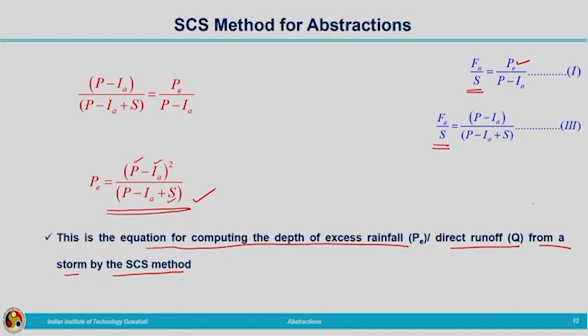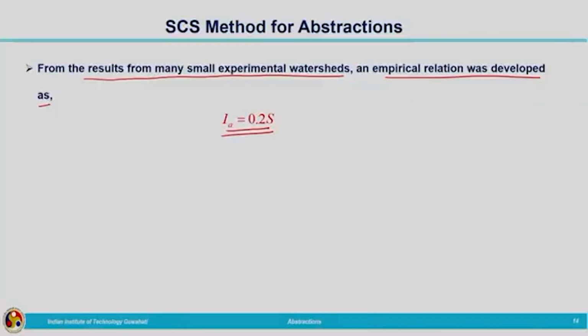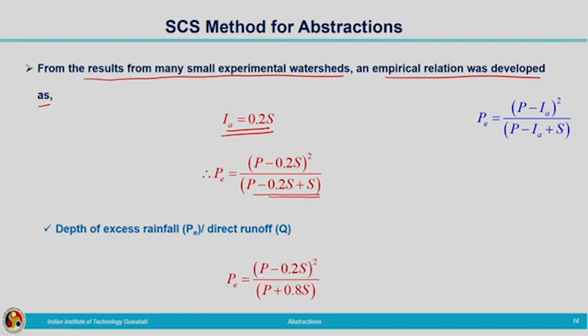So, there should be a method to calculate Ia and S. So, let us see how these can be incorporated. From the results from many small experimental watersheds, an empirical relation was developed relating S and Ia. Ia was found out to be 0.2 times S. So, from the studies from small watersheds, it is found that initial abstraction can be assumed as 0.2 times the potential retention. After that this can be substituted in the previous equation for excess rainfall. So, Pe is equal to P minus 0.2 S whole square divided by P minus 0.2 S plus S. So, it will be taking the form P minus 0.2 S whole square divided by P plus 0.8 S.